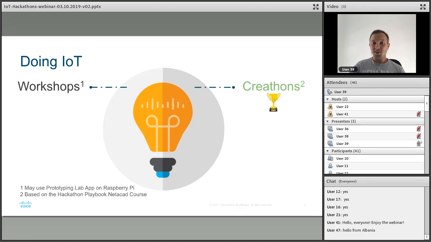But also, we designed the thing that we called Creaton, which means creating inspiring ideas in the sense of hackathon, maybe not necessarily doing the physical prototype, but just playing with ideation, playing with solutions and seeing who is the best here.